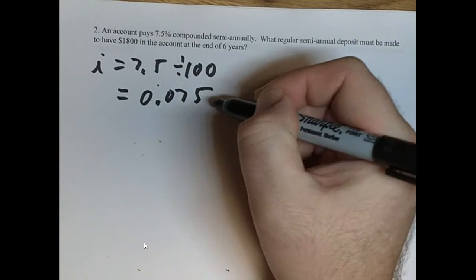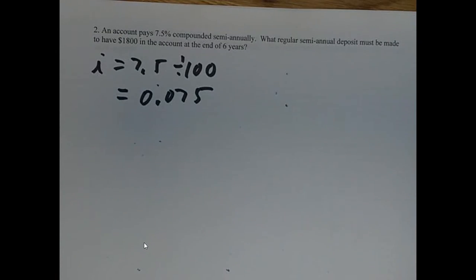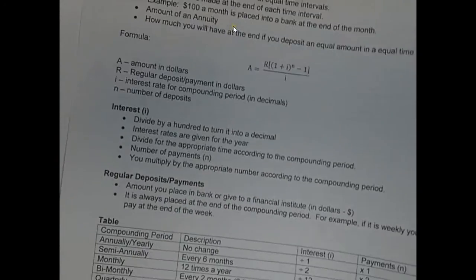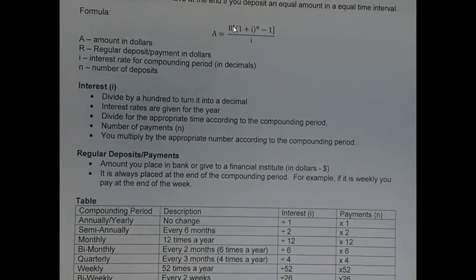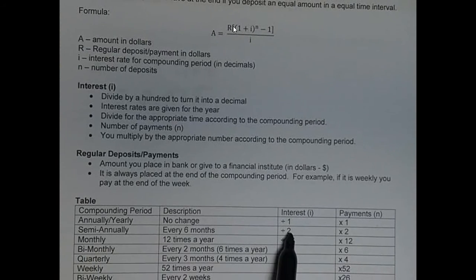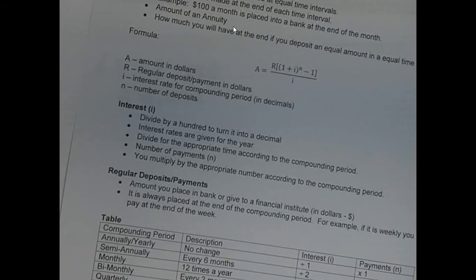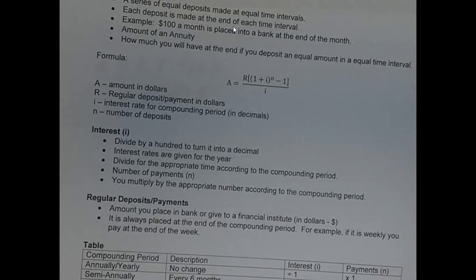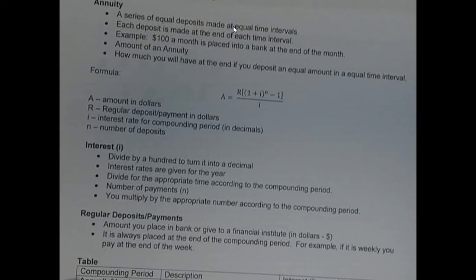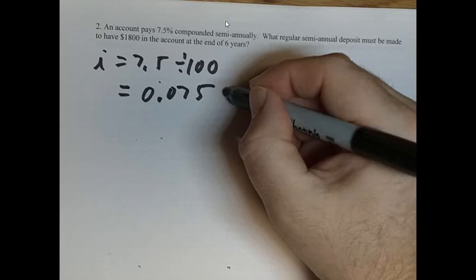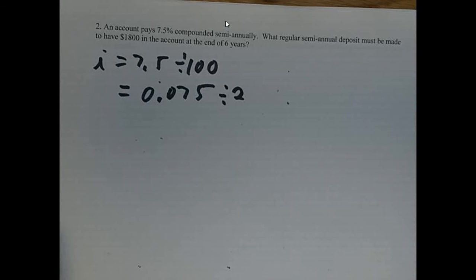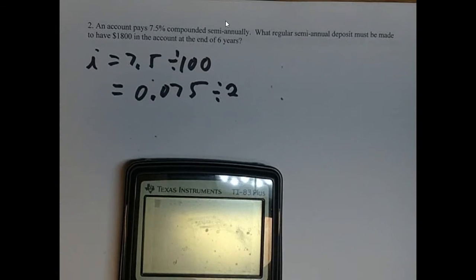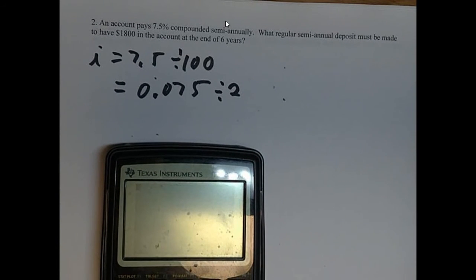0.075. Now it's semi-annual. So we go to our little table here. We go to semi-annual. We go find it. Semi-annual, divide by 2 the interest, the payments get multiplied by 2. We come over here and we divide this by 2. So we go to our calculator. Okay, we bring our calculator over here. So again, 0.075 divided by 2.